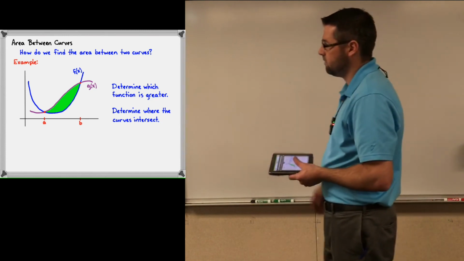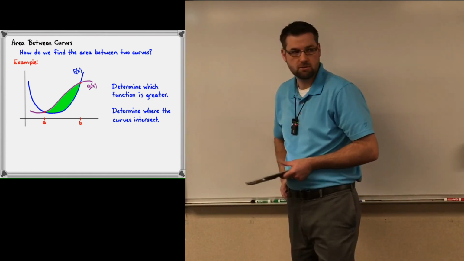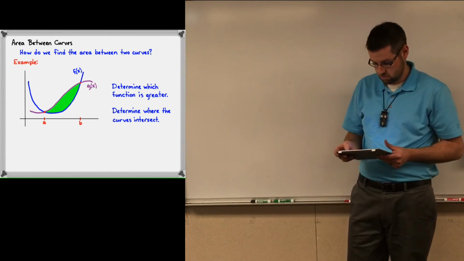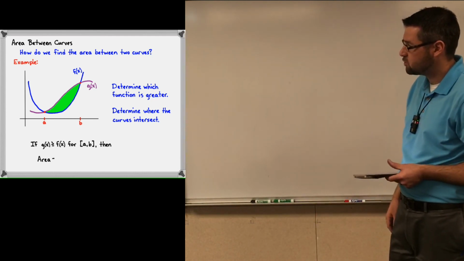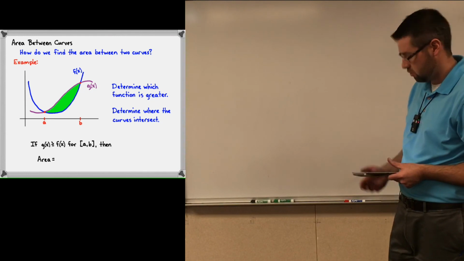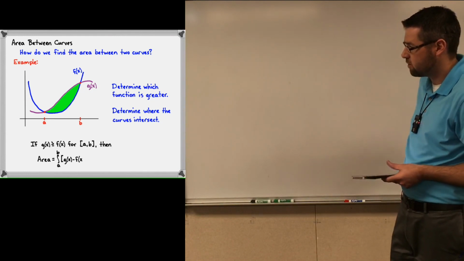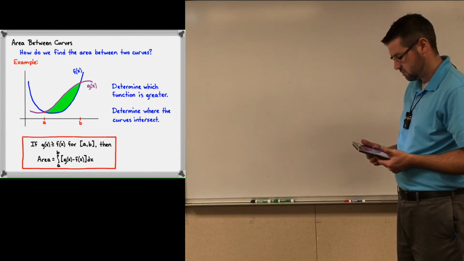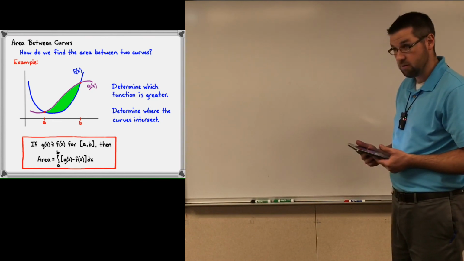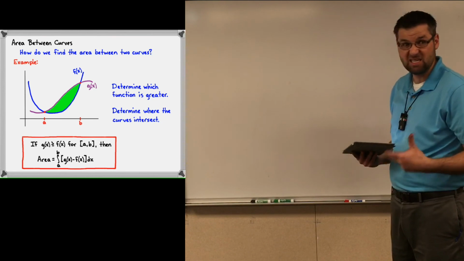How would you do it analytically to find the intersection? Set them equal to each other. Okay? And then from there, you set up the integral, making sure that the greater function goes first. So if G is greater, then it's going to be G minus F. Okay? So that's kind of just repeating what we said. We okay with that? Seems kind of easy, right?